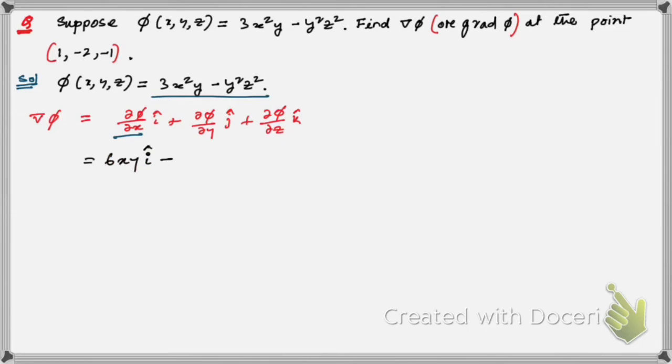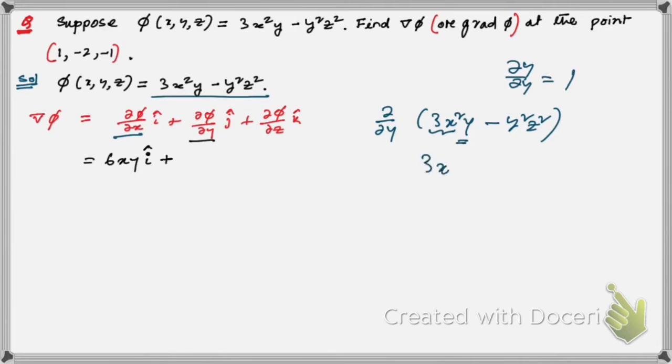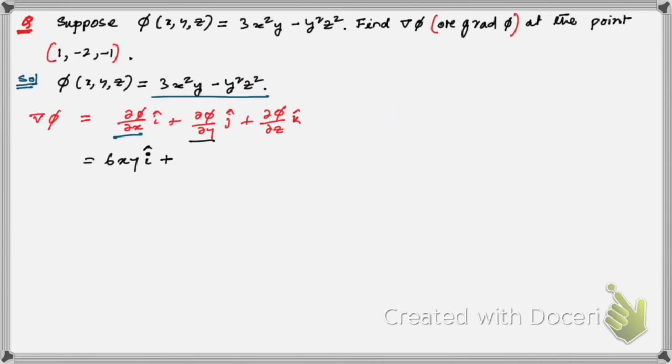Then again, we find the partial derivative with respect to y of 3x squared y minus y squared z squared. Here we take x as constant, so if you differentiate y, del y by del y is 1. So we have 3x squared minus, differentiating y squared gives twice y, and z squared is considered constant. Let me write what we have got: the partial derivative of phi with respect to y is this. This is the j cap component.